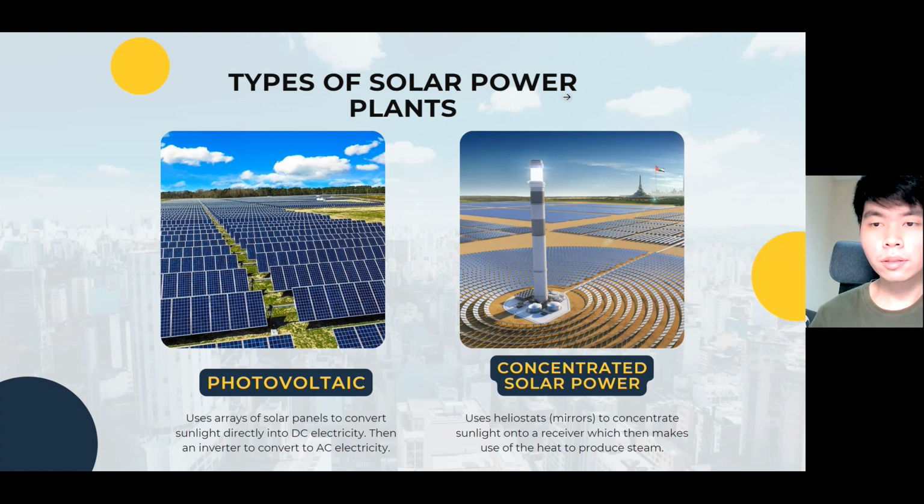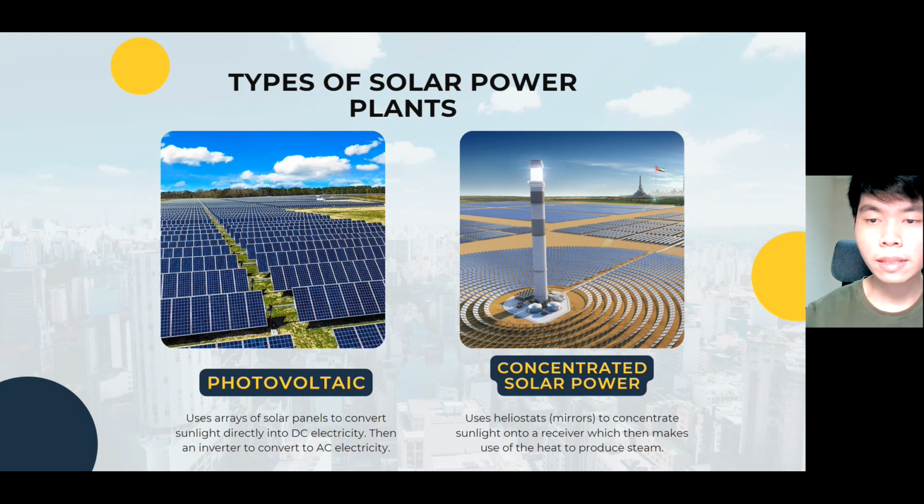A solar power plant power generation system is a system that converts sunlight into electricity. The two main types of solar power plants are photovoltaic (PV) solar power plants and concentrated solar power plants (CSP). The first one uses arrays of solar panels to convert sunlight directly into DC electricity, whereas the second option uses mirrors or lenses to concentrate sunlight onto a receiver, which then makes use of the heat to produce steam and generate electricity with the turbine.